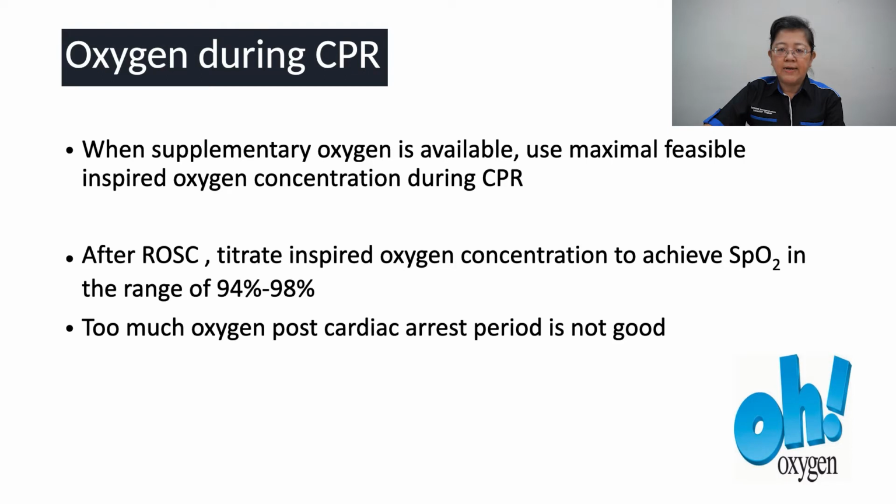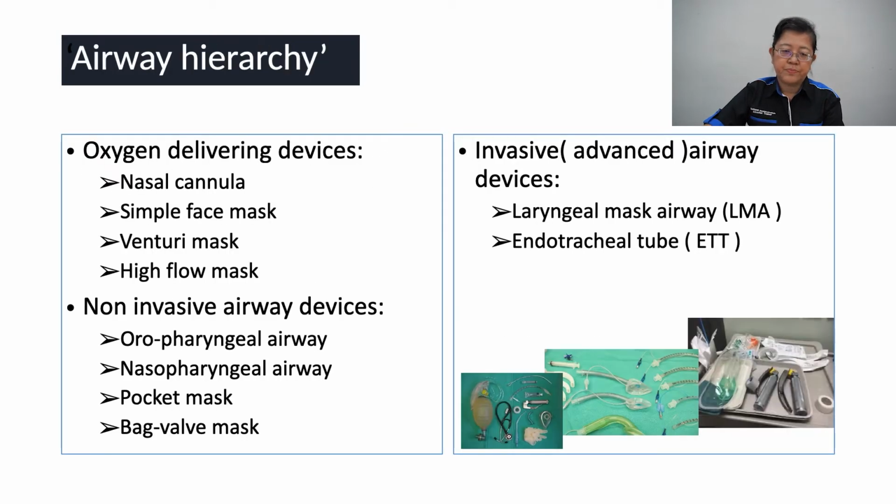First issue in airway management: oxygen during CPR. I'm sure everybody understands too much oxygen is not good. But during CPR, when there's very minimal flow to the cells, one should use the maximum feasible inspired oxygen concentration. However, after return of spontaneous circulation, you should titrate the inspired oxygen concentration to achieve SpO2 in the range of 94 to 98%, because too much oxygen in the post-cardiac arrest period is not good.